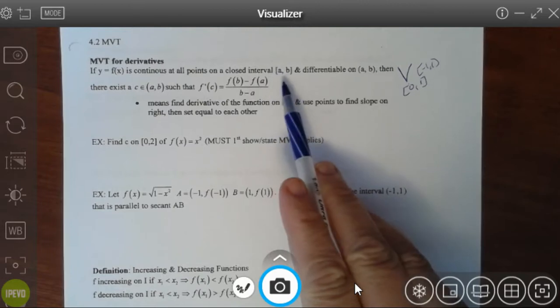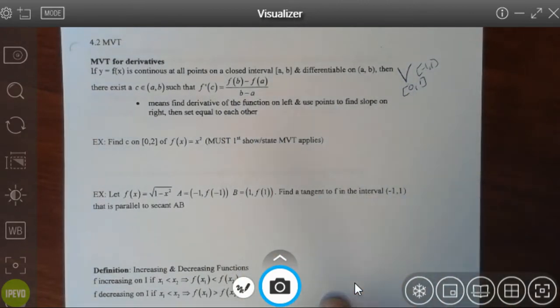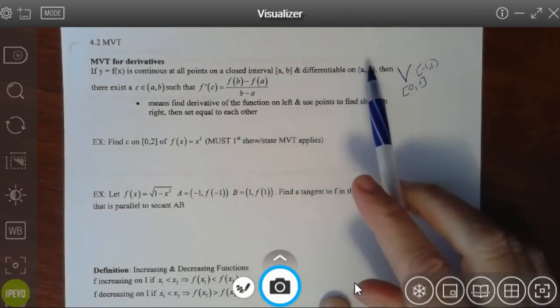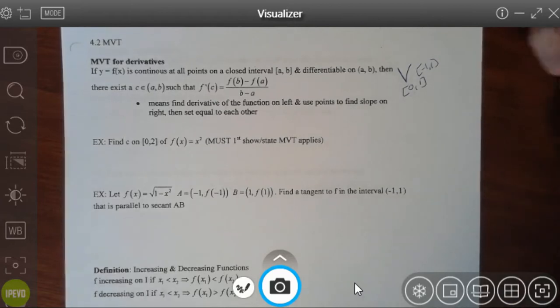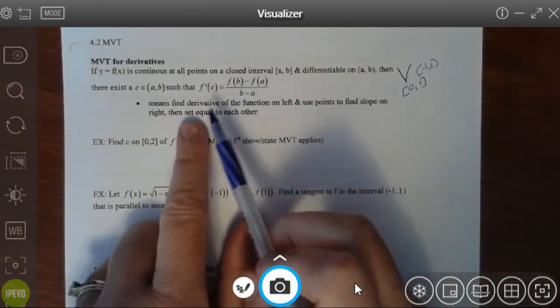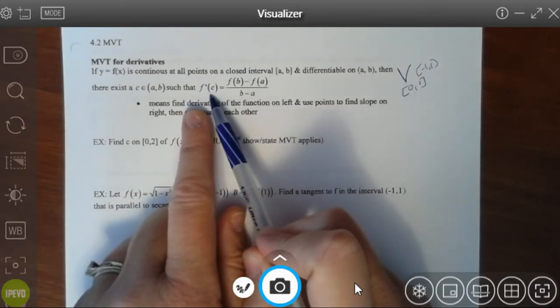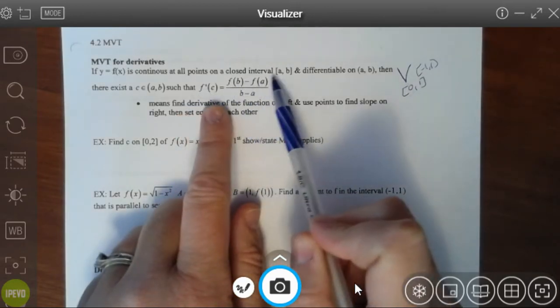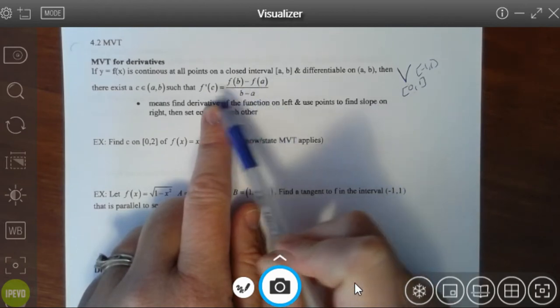It's continuous on the closed interval, so it has to be defined at both endpoints, but it only has to be differentiable inside of the interval. So it does not have to be differentiable on the endpoints. What it says is that if this is true, then there exists a number where the derivative, f prime, is going to equal the slope between the two endpoints. Whatever your slope is between the two endpoints, it's going to equal it.